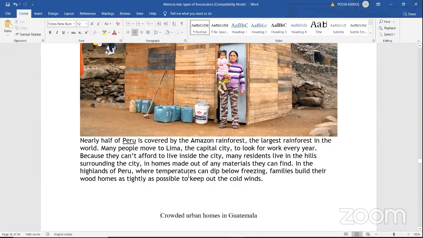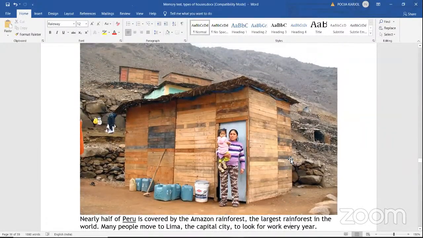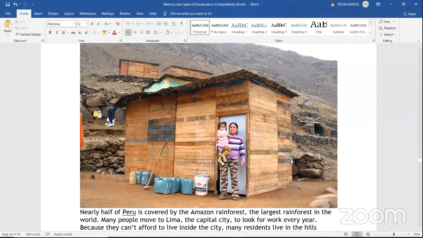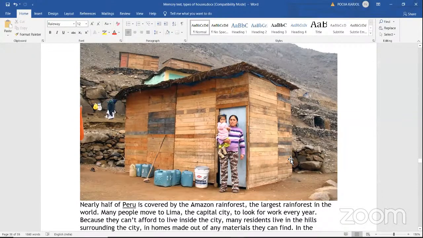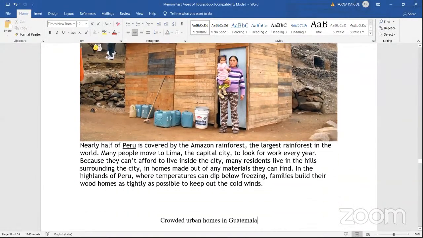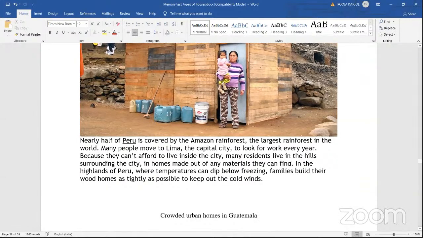In the highlands of Peru, where temperatures can dip below freezing, families build their wood homes as tightly as possible to keep out the cold winds. This though you guys know, to keep the house warm, wooden houses are the best. Wherever there's high snowfall or very low temperatures, wooden houses are the most common thing you can see, because wood is best to withhold temperature. It is a historic process.